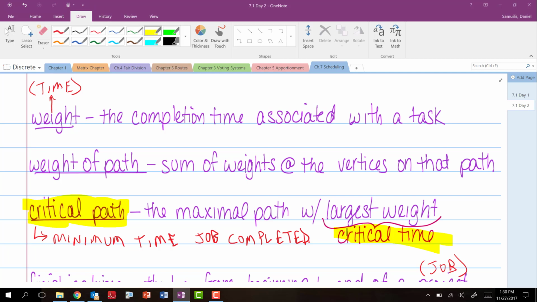I'll actually tell it in the next example, even though it's not tied to a real-world example. What the critical path or the maximal path is, the one with the largest weight as you add the weights up, that is the minimum time that the job could physically be completed. Can't be completed any lower than that.